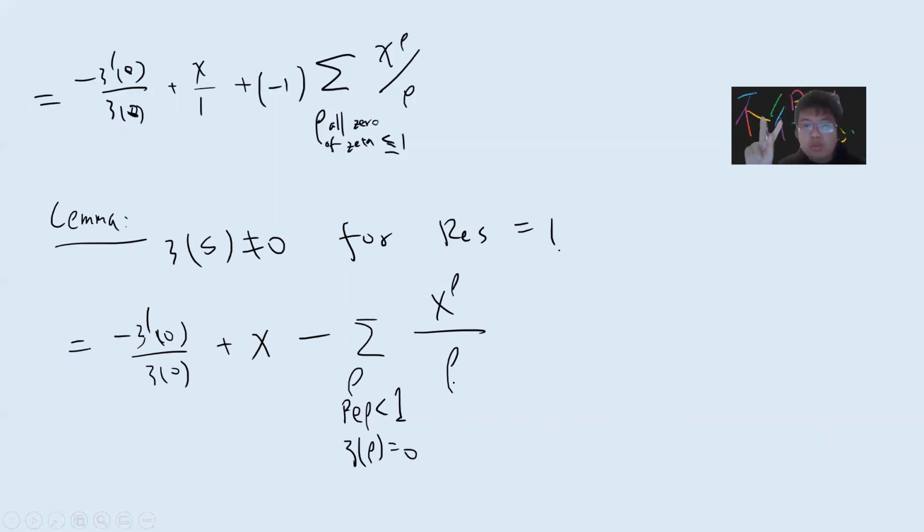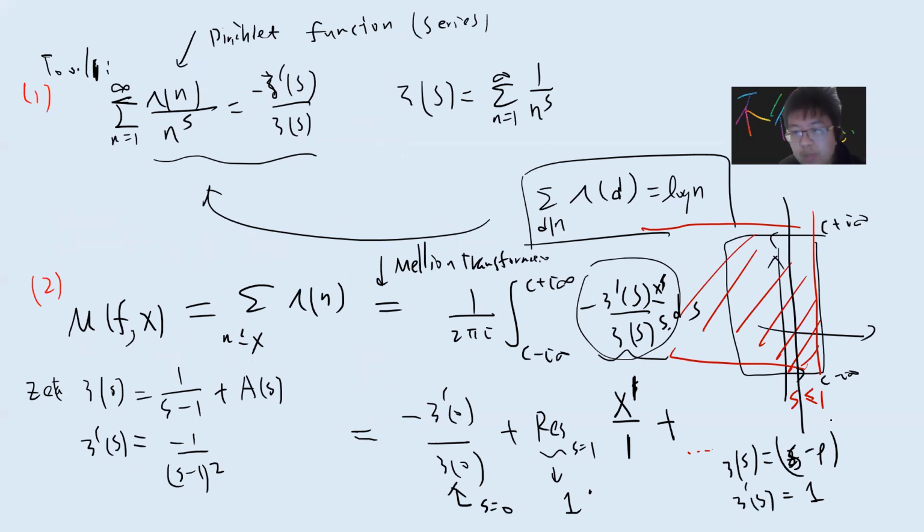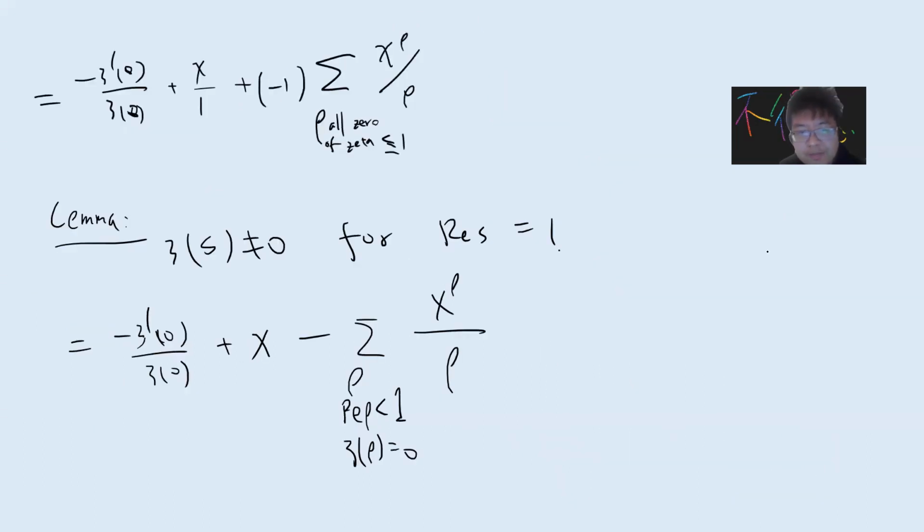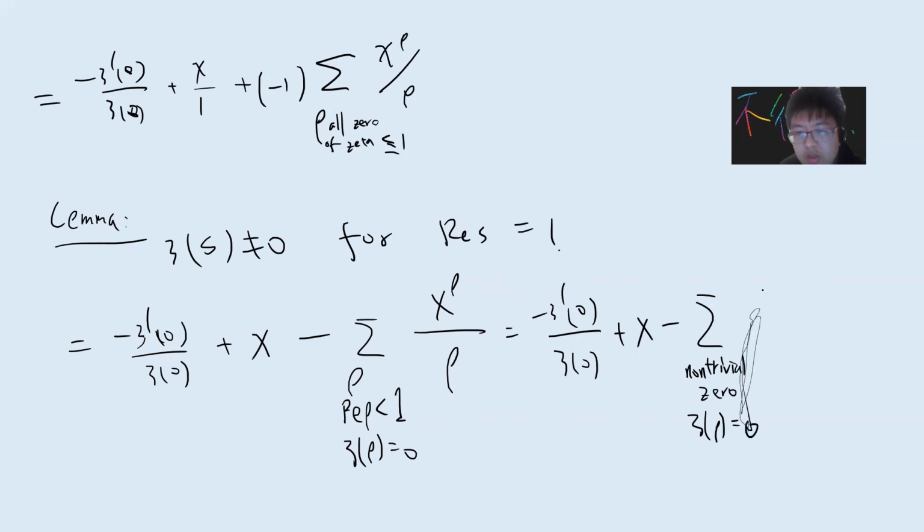Okay, and these two terms can be classified into two types. The first type is the Riemann hypothesis, all the zeros on the s equals one half line. These are called the non-trivial zeros. And for s less than 0, these are called the trivial zeros. So finally, let's consider this: plus x minus the sum over non-trivial zeros, where zeta(rho) equals 0, of x to the rho divided by rho, minus the trivial zeros.